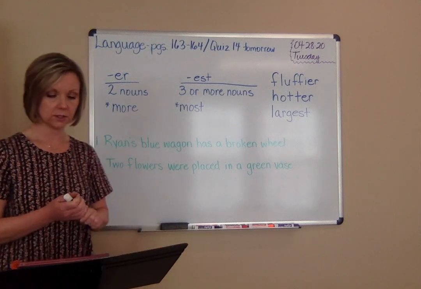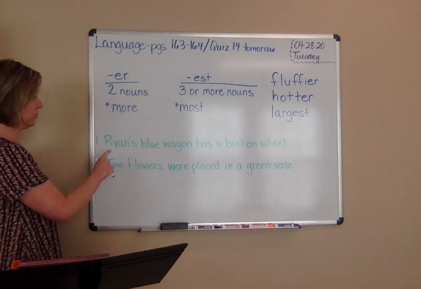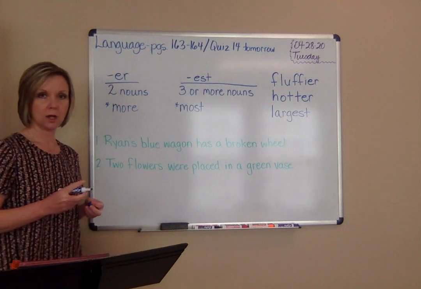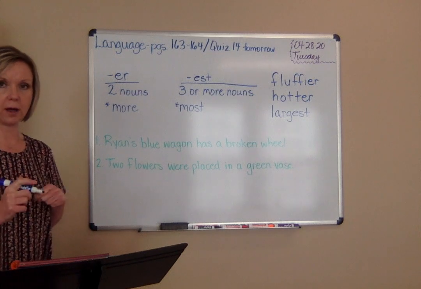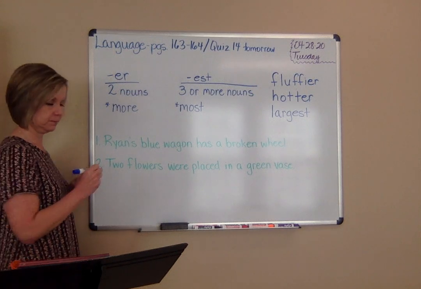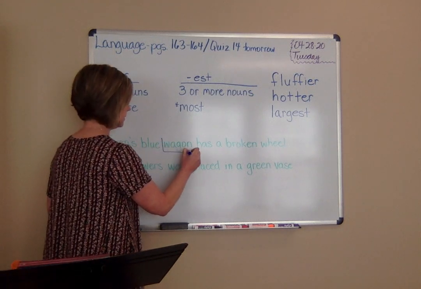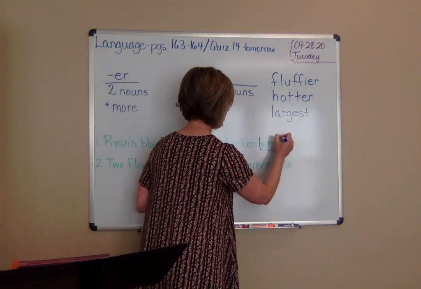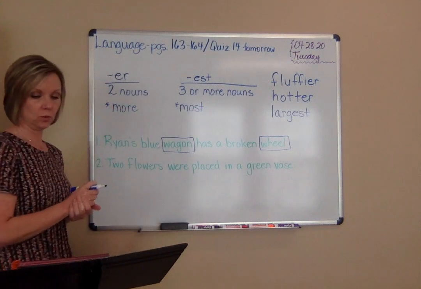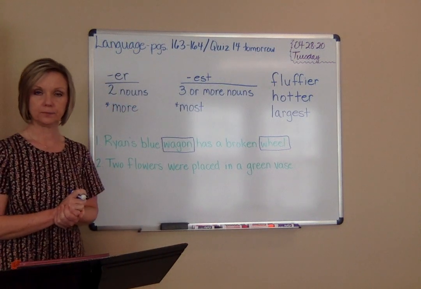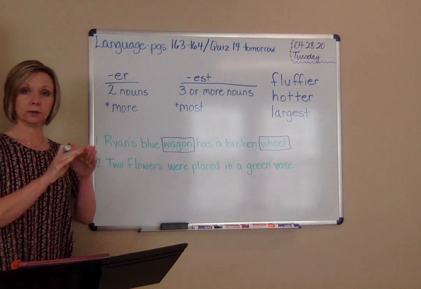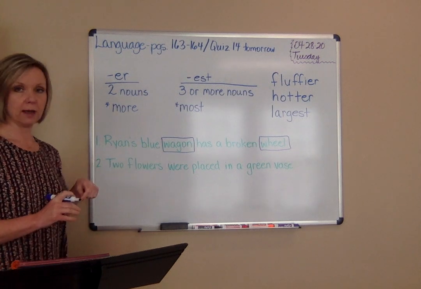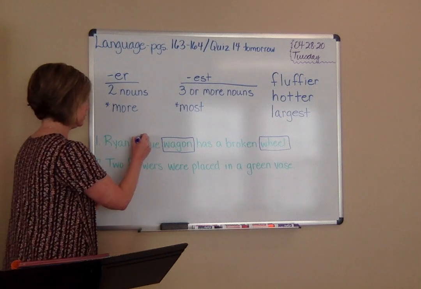Cool. All right, so let's go. I have 1 on the board. Ryan's blue wagon has a broken wheel. What are my nouns? Let's draw a box around them. Wagon has a broken wheel. So wagon and wheel are your boxes there. So now let's go back and look for adjectives. So let's start with wagon. Does blue describe wagon? Sure.